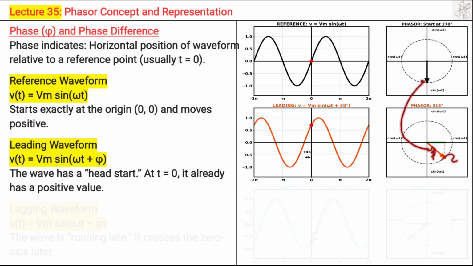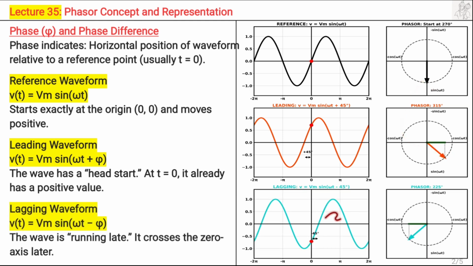of the black phasor. And finally, this is the third waveform, which is starting at phi angle after the reference point t equal to 0, and this is said to be a lagging waveform. The equation is Vm sin omega t minus phi, and the phasor representation is minus phi degrees in reference to the reference phasor.